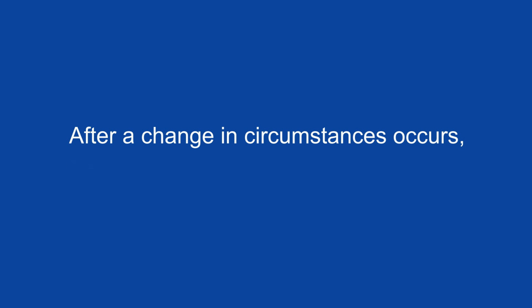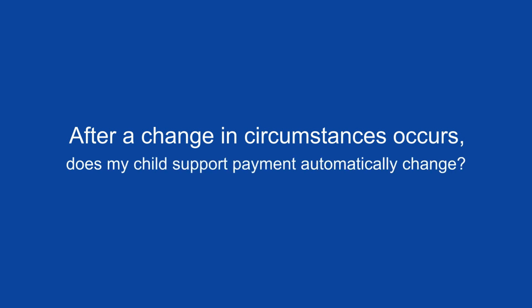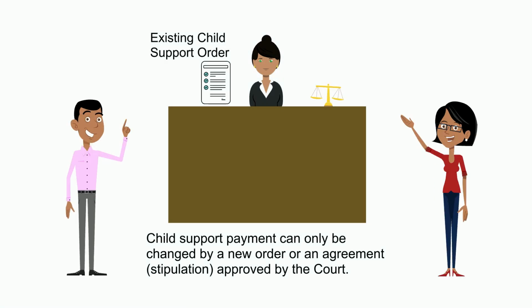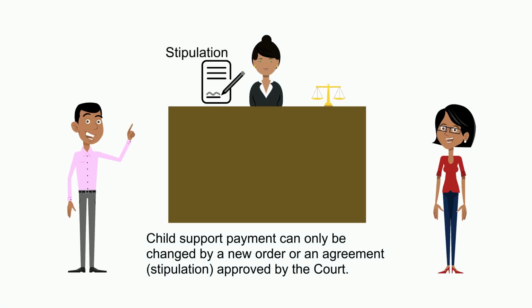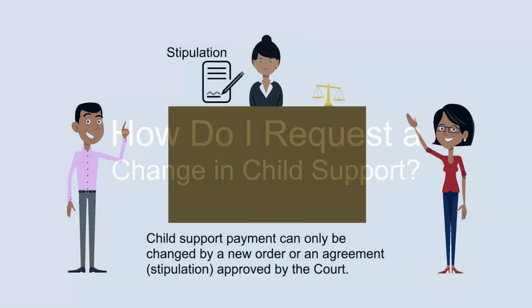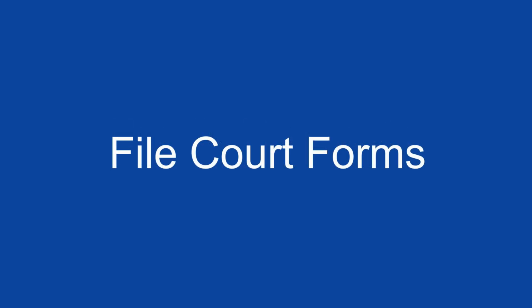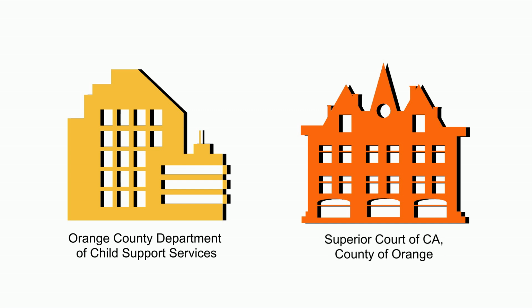After a change in circumstances occurs, does my child support payment automatically change? No. The child support payment can only be changed by a new order or an agreement stipulation approved by the court. How do I request a change in child support? File court forms. In order to request a change in child support, you can seek assistance from the Orange County Department of Child Support Services or file a request for a hearing with the court.